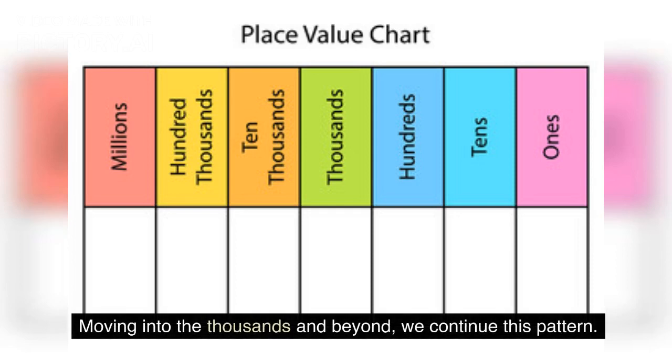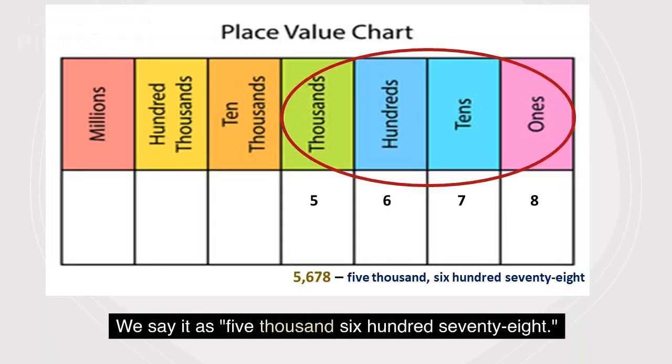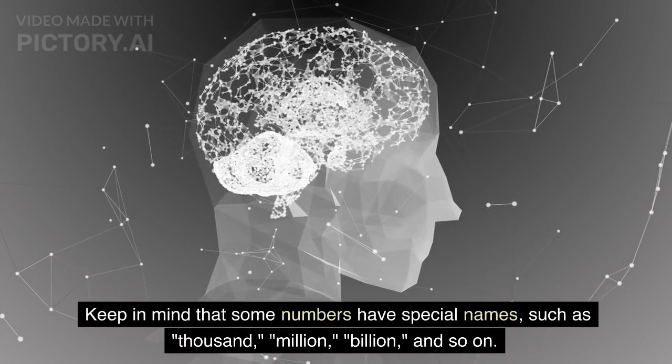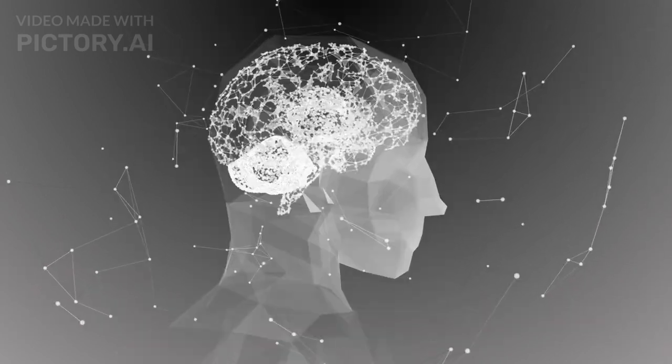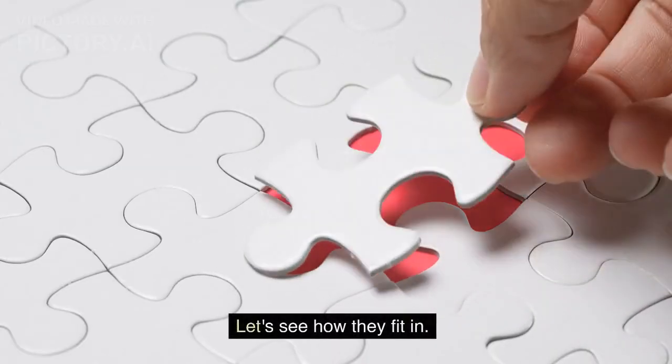Moving into the thousands and beyond, we continue this pattern. Let's consider this number. We say it as 5,678. Keep in mind that some numbers have special names, such as thousand, million, billion, and so on. These words indicate the magnitude of the number. Let's see how they fit in.